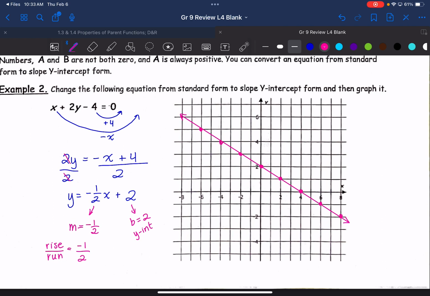So if it's not in y equals mx plus b form, the goal should be to put it in y equals mx plus b form. Because then that tells you all the information you need to graph it. Standard didn't tell me anything, right? So that's why it's valuable to switch forms. Not bad, right?